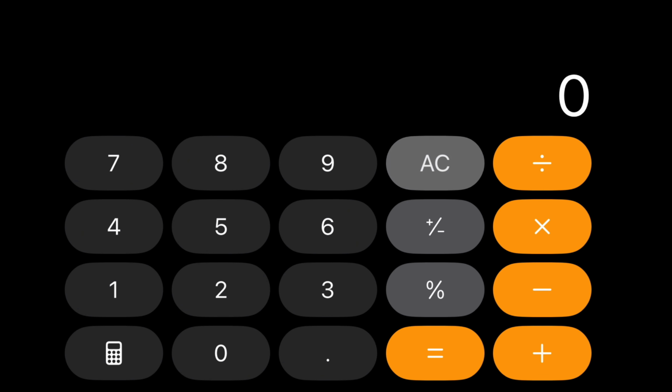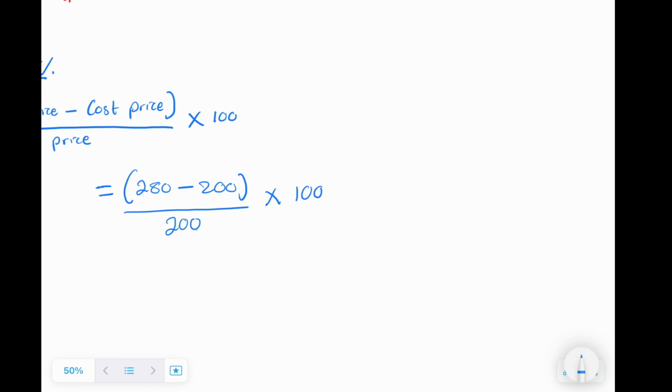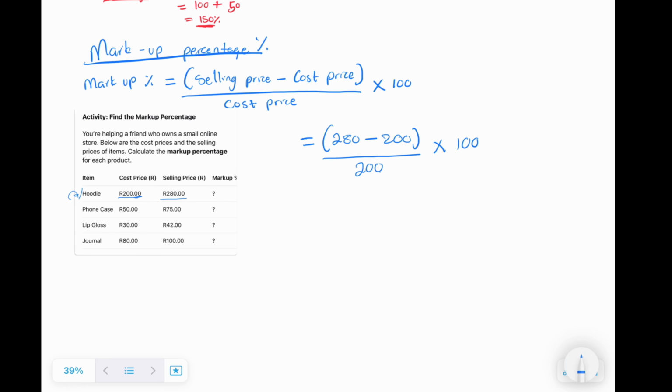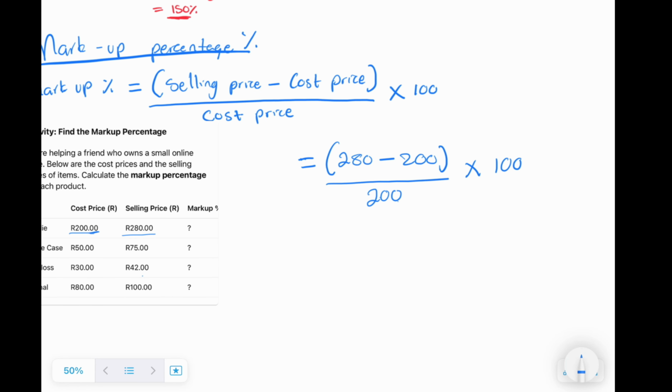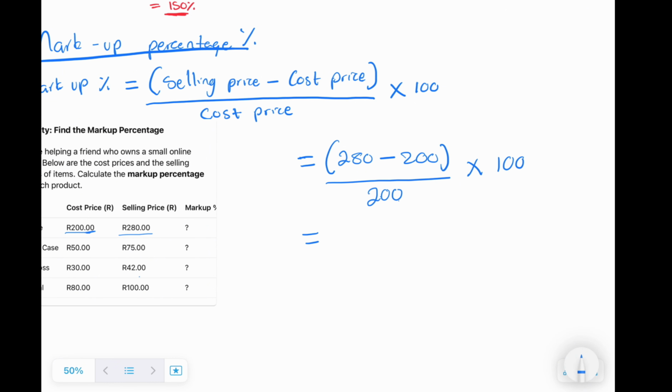I'm going to start with the numbers in the brackets, okay? So in the brackets, we said selling price of 280 minus cost price of 200, and it gives me 80, okay? And then you divide that by the cost price, which is 200. It gives me 0.4, then you multiply it by 100. Let's see, it gives us 40. So now it means our markup is 40. Okay, it's 40%.